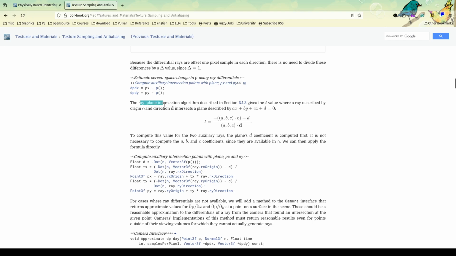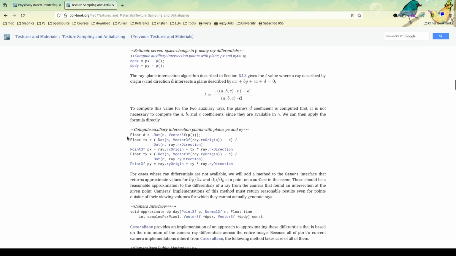Okay, yeah, the ray-plane intersection algorithm described in the previous section gives the t value where a ray described by origin O and direction d intersects the plane described by ax plus by plus cz plus d equal to 0. So yeah, we basically just use this. Just for the sake of time, we will not delve deeper into this, but anyway, yeah, we just calculate.